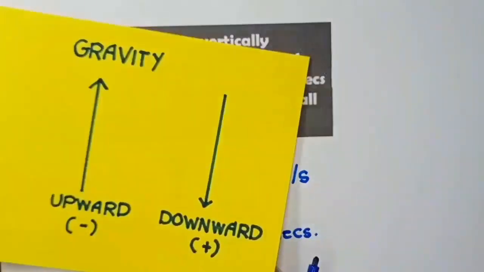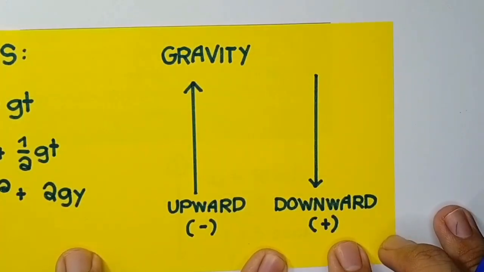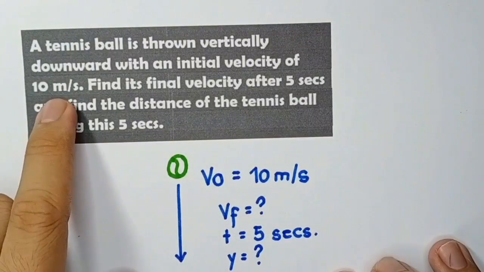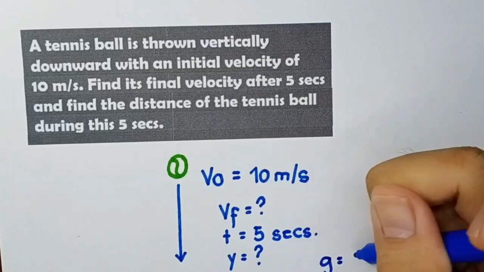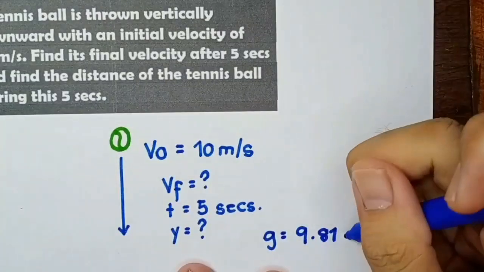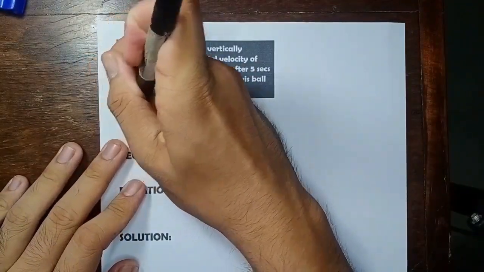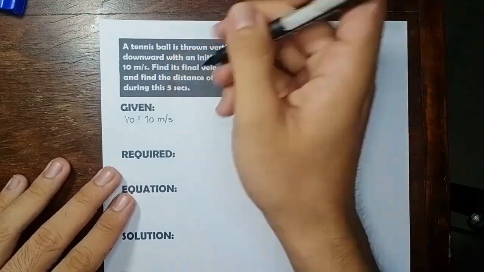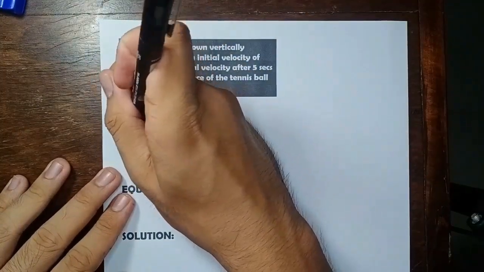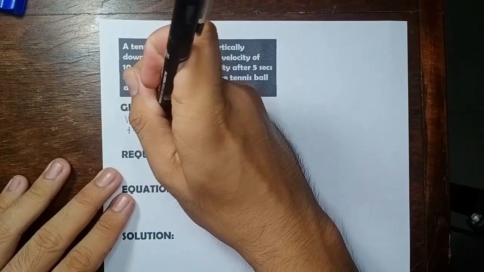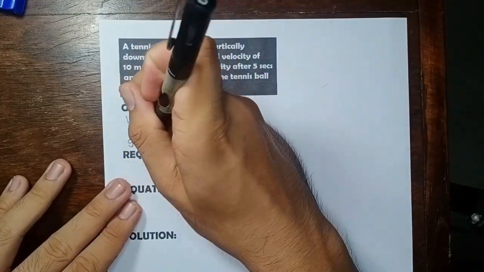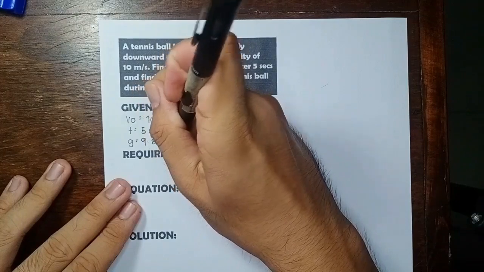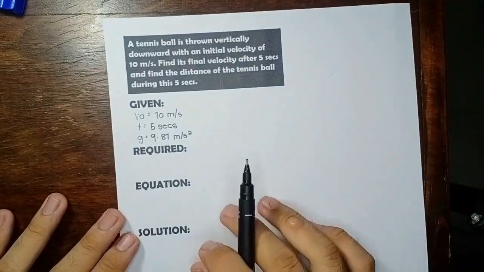Since the direction of the tennis ball is going downward, the gravity that we will use is a positive one, in terms of meters. So we will use 9.81 meters per second squared. For the given, we have an initial velocity of 10 meters per second and a time of 5 seconds, with a gravity of positive 9.81 meters per second squared.